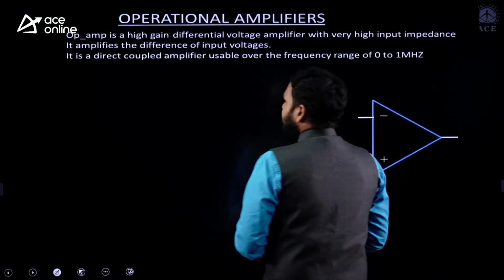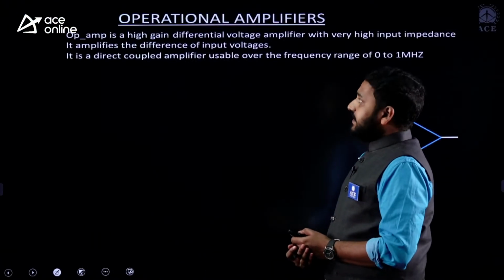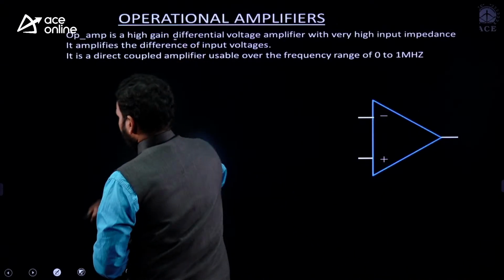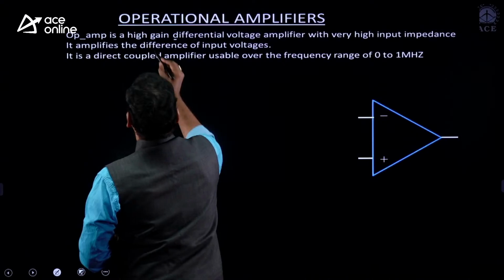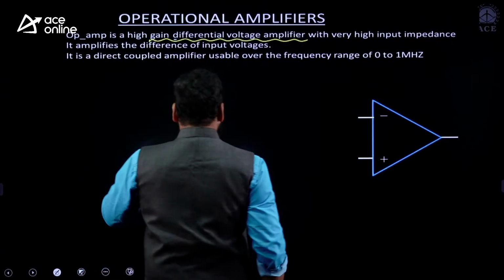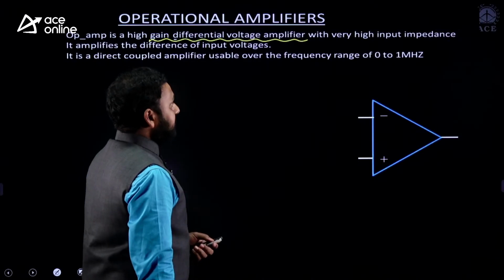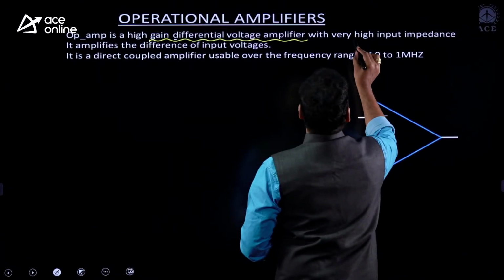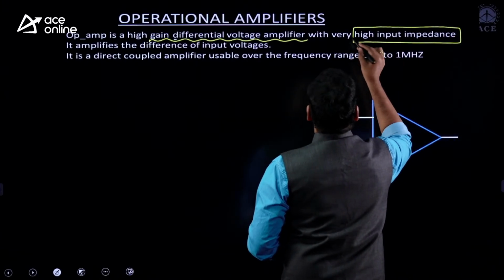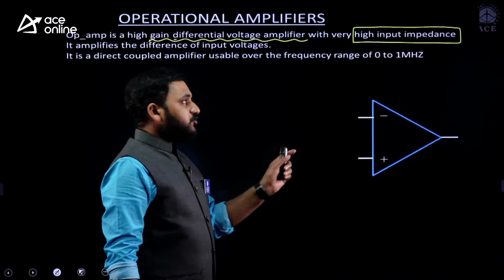And see, this is the definition. An op-amp is a high gain differential voltage amplifier, with very high input impedance. This is very important. You can expect it as a direct objective bit. I will show you that.